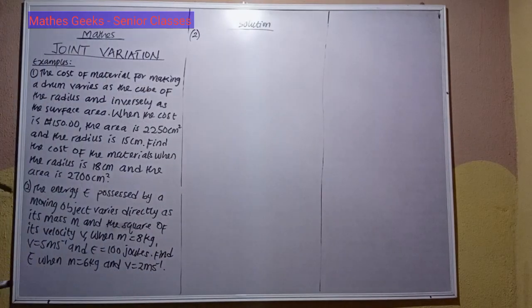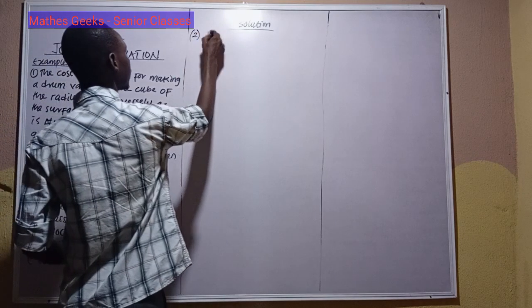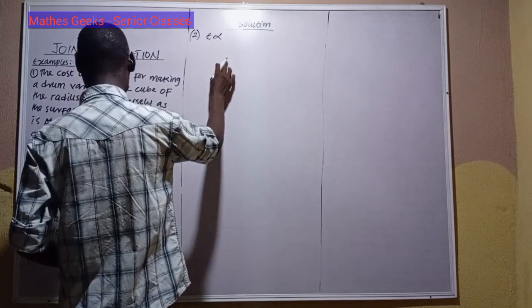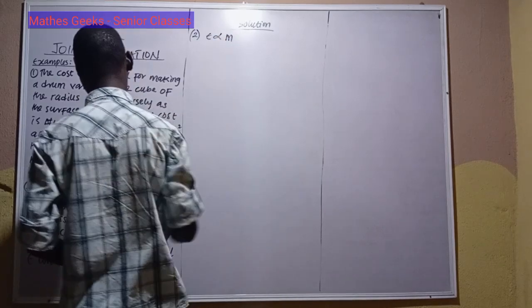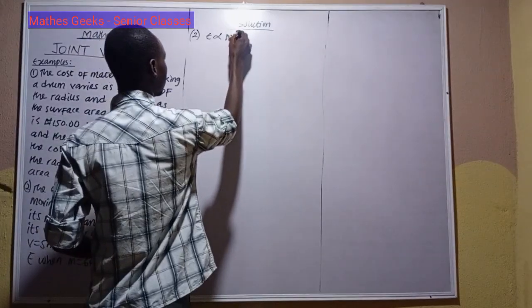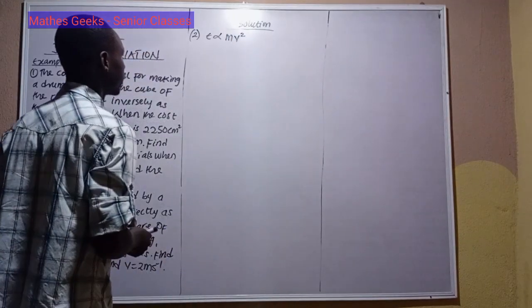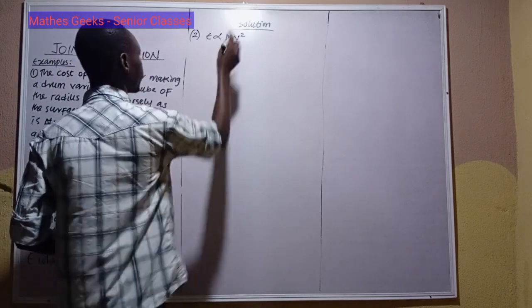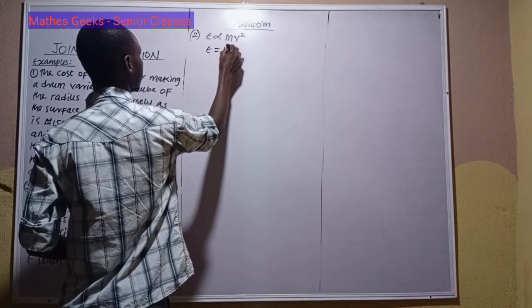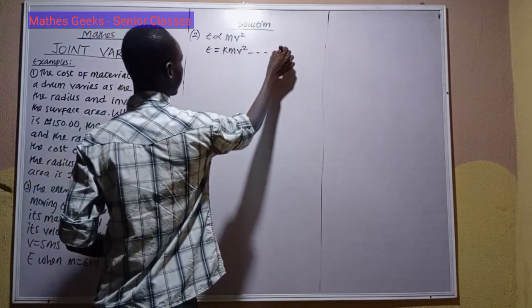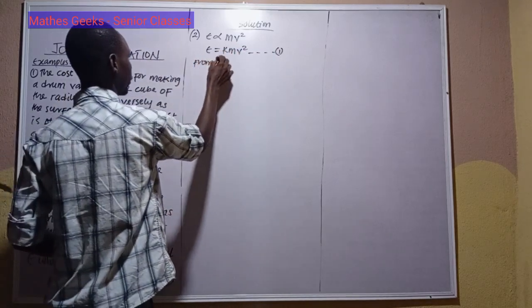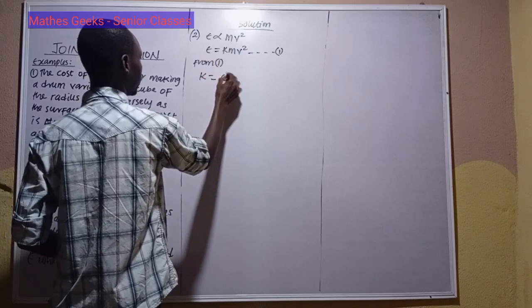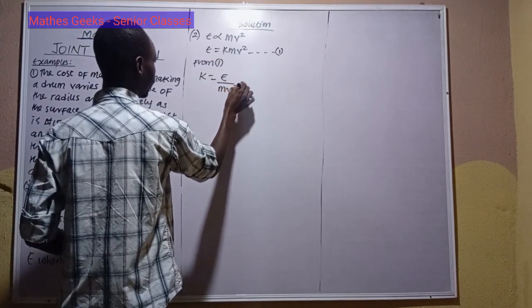The energy possessed by a moving object varies directly as its mass m and the square of its velocity v. E varies directly as its mass and the square of its velocity, v squared. So in this case, there is no inverse relationship. Both of them are direct. So E is equal to Q m v squared. Equation 1. So from 1, Q is equal to E over m v squared.